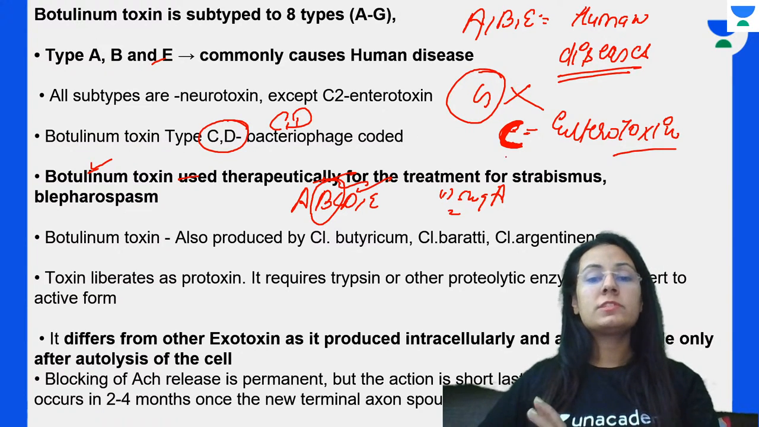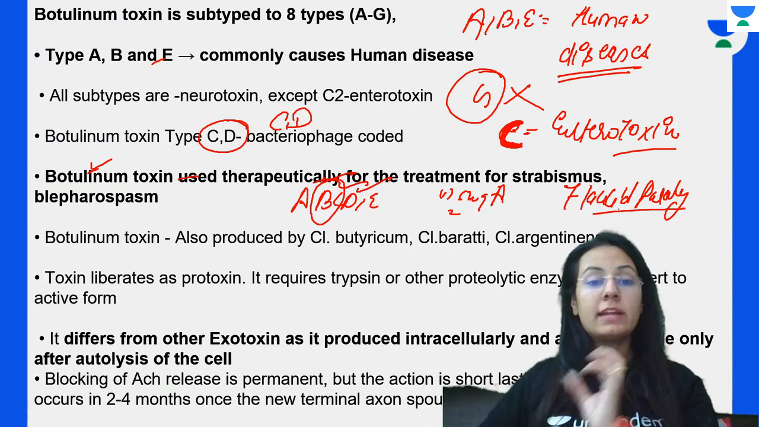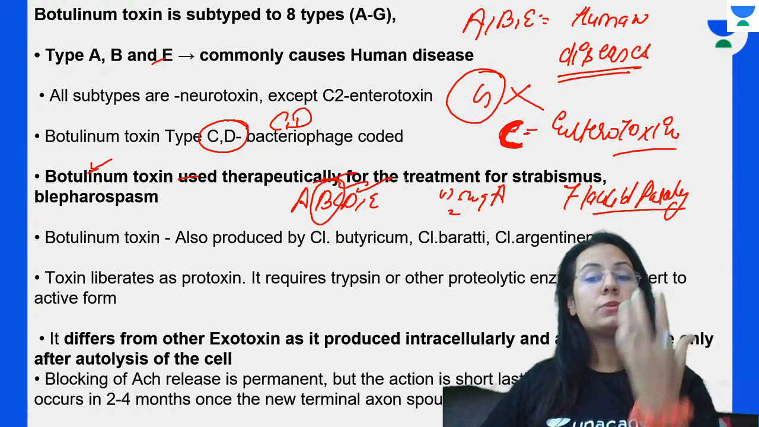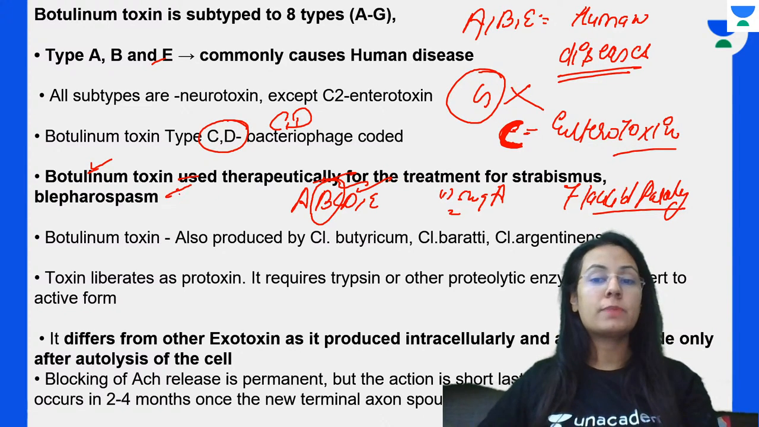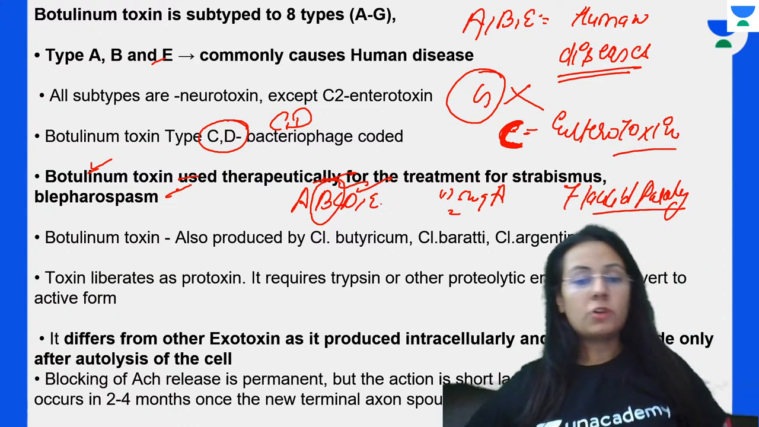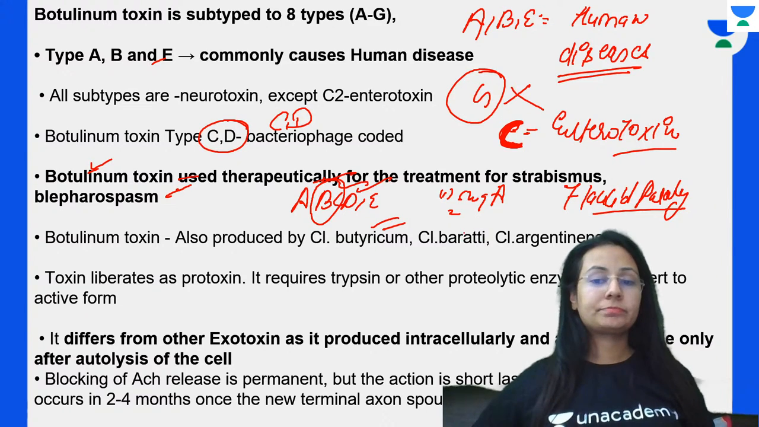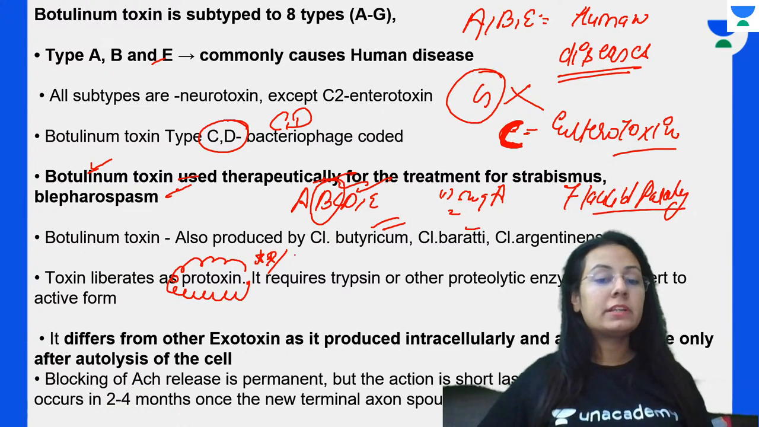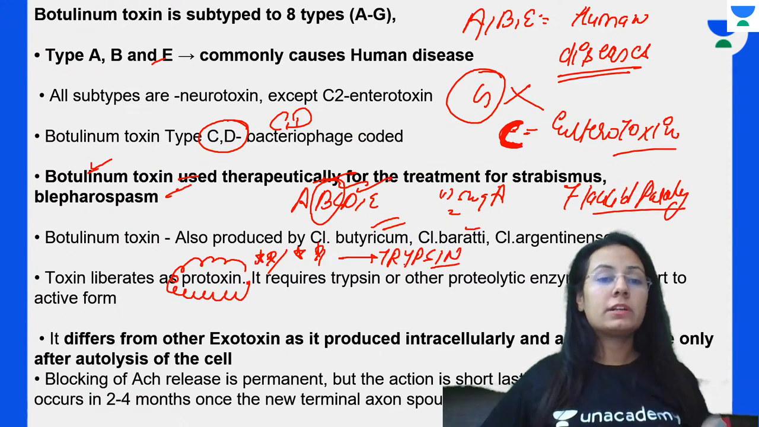Alright, botulinum toxin causes flaccid paralysis, descending flaccid paralysis, and that too symmetrical. It is therapeutically used for the treatment of blepharospasm and strabismus. Other than Clostridium botulinum, it is also produced by Clostridium butyricum and baratii. Now, the toxin is liberated as a protoxin. Please remember that it is liberated as a protoxin, and it requires trypsin or other proteolytic enzymes to convert it to the active form.